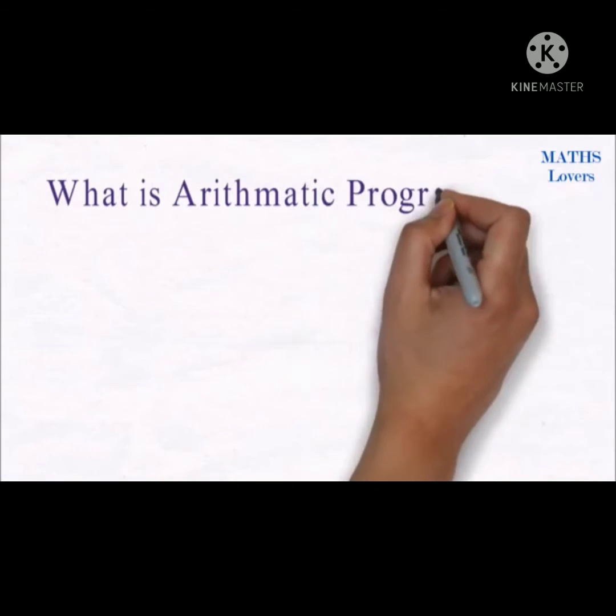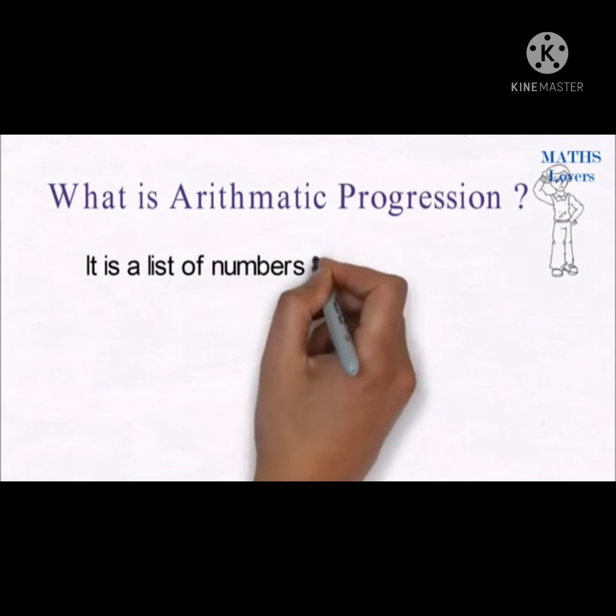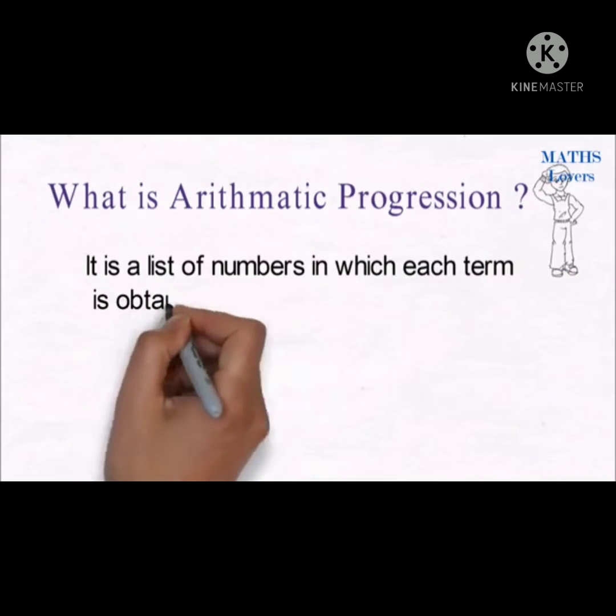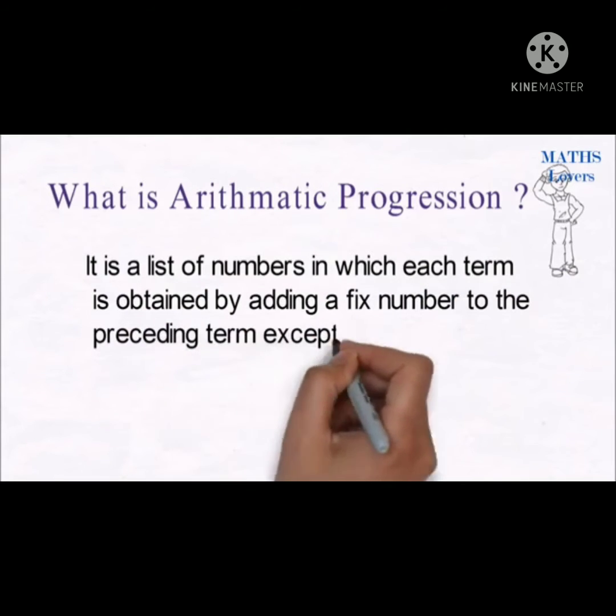In this video, we will understand arithmetic progression. What is arithmetic progression? It is a list of numbers in which each term is obtained by adding a fixed number to the preceding term except the first term.